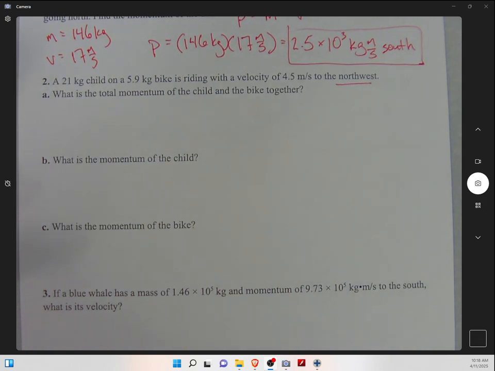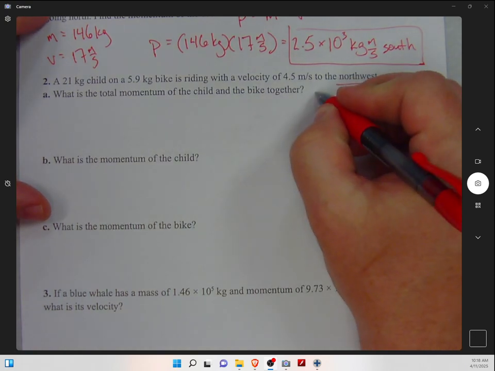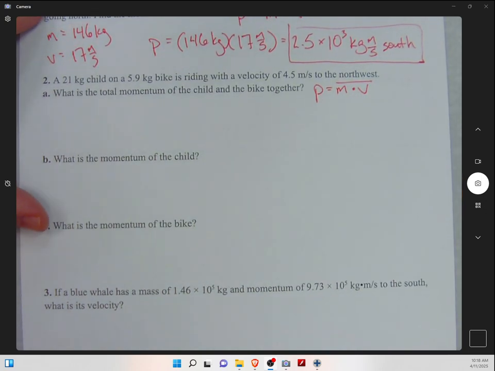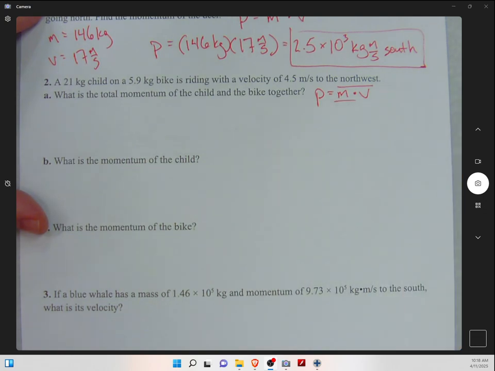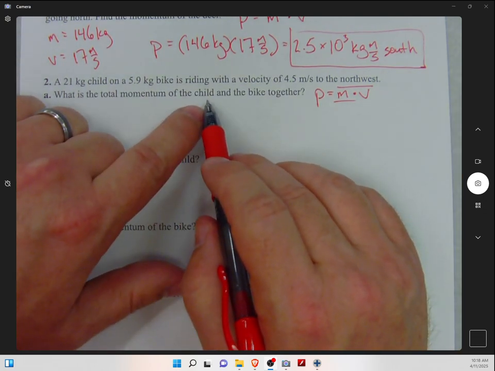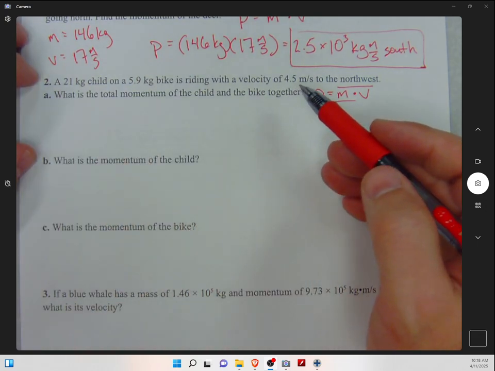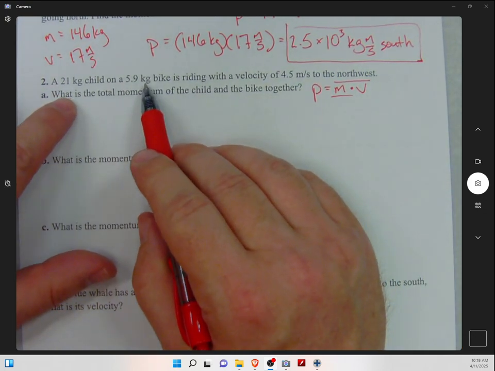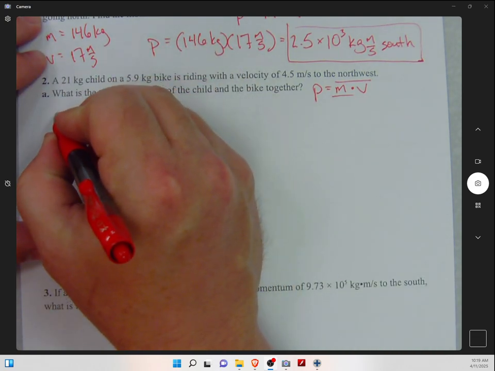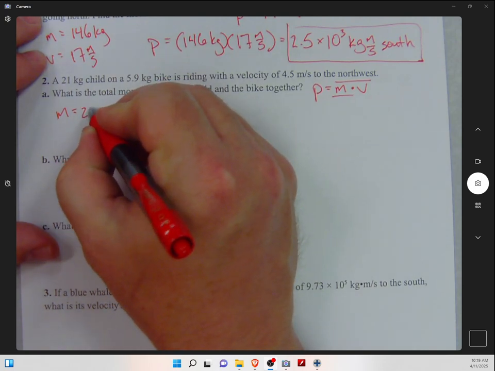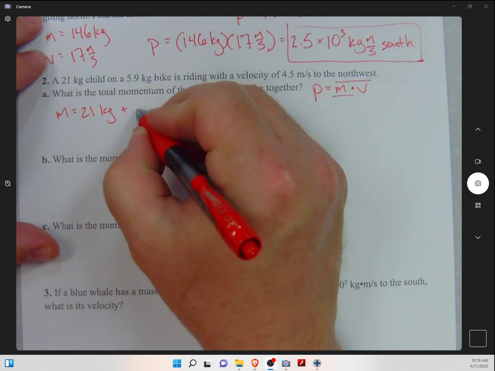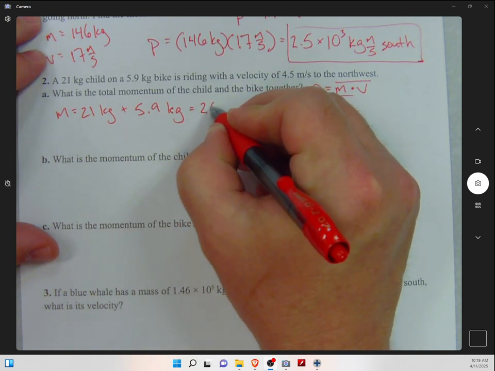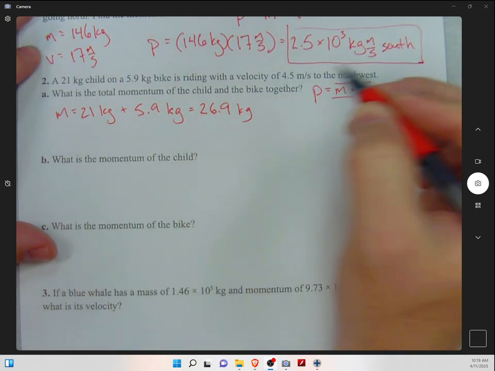Right? Total momentum. Now, we know that momentum is equal to mass times velocity. Well, we have to ask ourselves, what mass? The mass of the child and the bike together. So, to get the mass that we're actually going to plug into the equation, we need to add the 2 masses. So, my mass is going to be equal to the 21 kilograms plus the 5.9 kilograms. And that's going to give me a total mass of 26.9 kilograms.